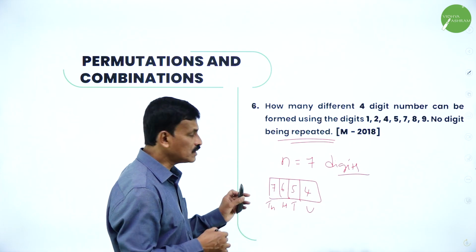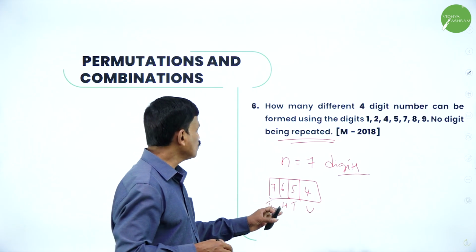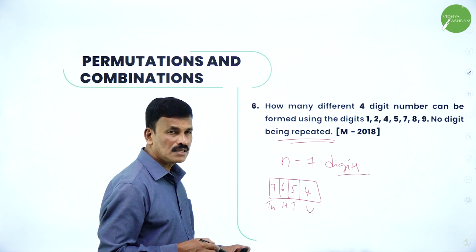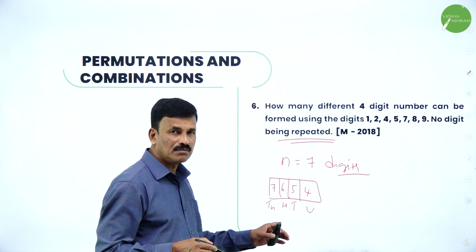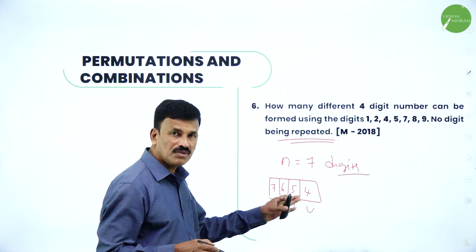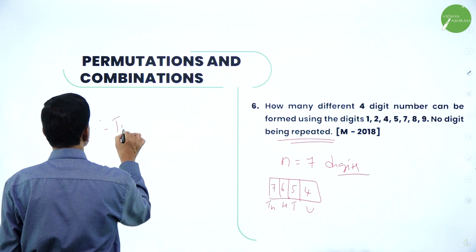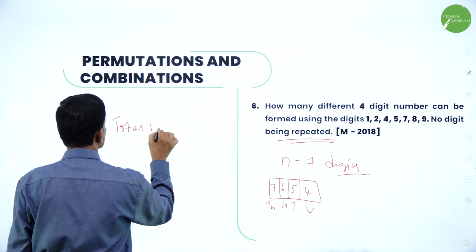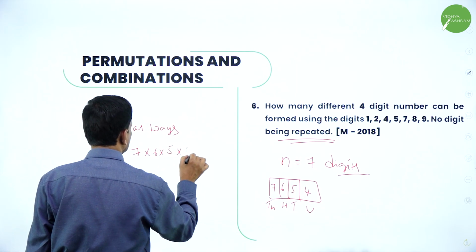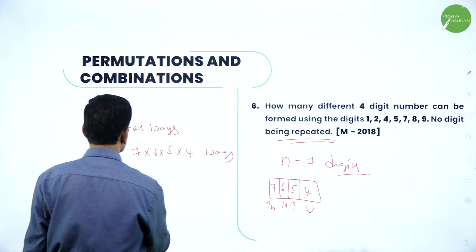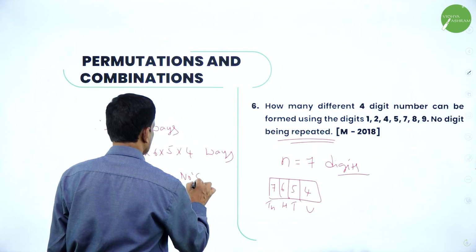The 1000th place is filled by all the 7 digits since there is no repetition. So, one number is gone, and 6 numbers are left. The 6 numbers can be arranged in 100th place, the 10th place can be filled by the remaining 5, and the unit place by the remaining 4. So, therefore, the total number of ways is equal to 7 into 6 into 5 into 4 ways. What is this equal to? This is equal to 840 ways.